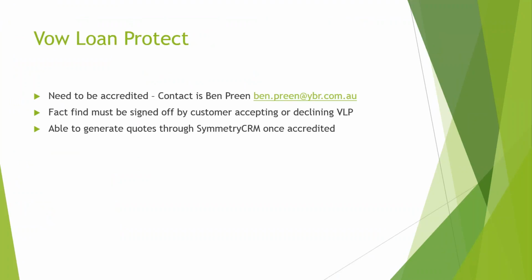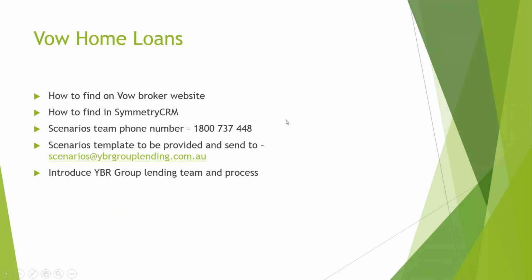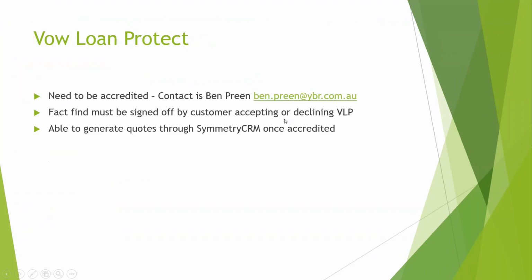So what we might do is look at the VAL Loan Protect. So if anyone isn't yet accredited with VAL Loan Protect, you are able to send an email to ben.preen@ybr.com.au, and what you're able to do is get accredited with VAL Loan Protect. I'm hoping you all are, because pretty much it's mandatory, so if you're not, just let me know. We'll get you signed up quickly. Basically, VAL Loan Protect is an offer that you guys can make when you're interviewing your clients.